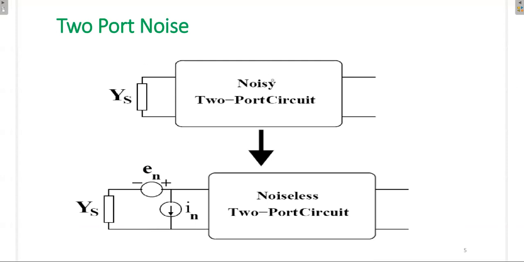Now a particular device generating noise is represented in terms of a two-port circuit. So that is a noisy two-port circuit. That means the particular circuit itself, the device itself, is generating noise. So we represent that characteristic in terms of a noisy two-port circuit. And then the same two-port network can be modified like this, introducing the parameters without noise and bringing the noise outside the two-port network as a noise voltage and a noise current.